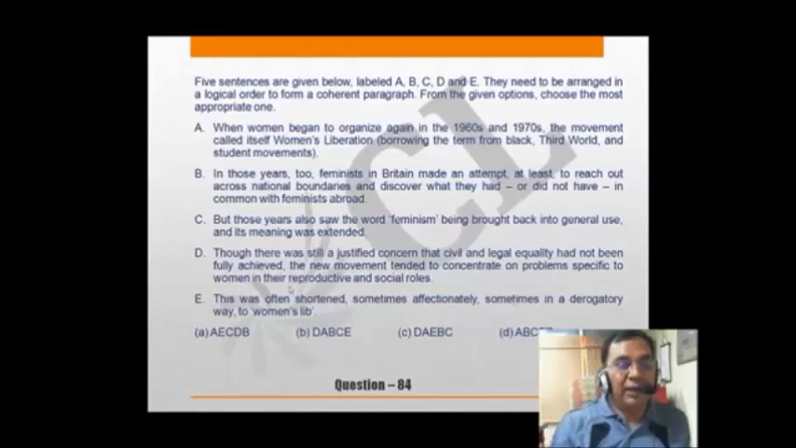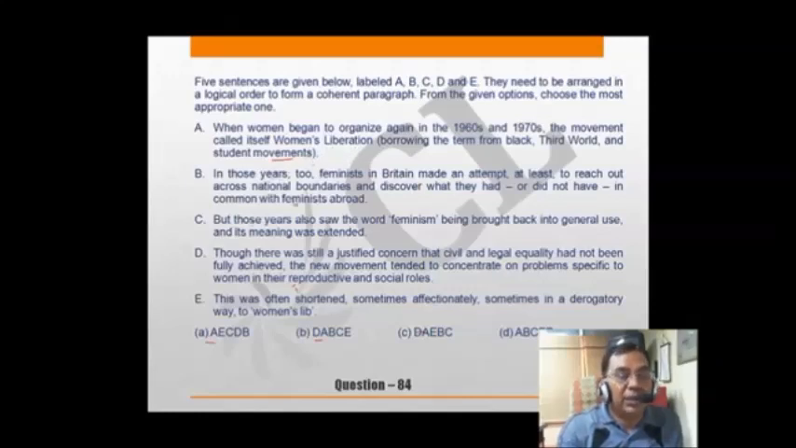Okay, again I'll have a choice between A and D. A. When women began to organize again in the 90s, their movements were from third world and student movements. This can be starting DC, though they were still justified because of civil and legal. Oh no, it cannot start with D. Though, that means it has to be a comparison. So A.